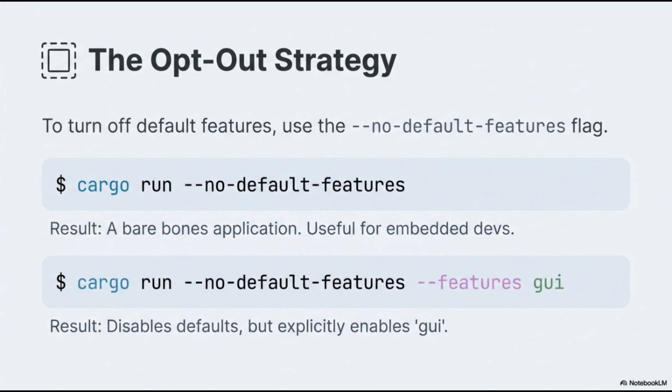For more specific configurations, you can combine this with the --features flag. In the second example, cargo run --no-default-features --features gui disables all default functionality while explicitly enabling only the gui feature. This gives you complete control over your build, allowing you to include only the exact components your project requires without any unnecessary overhead.